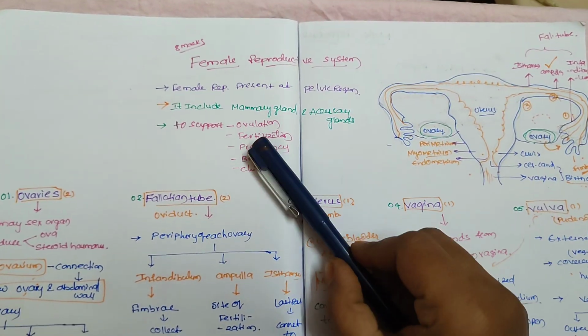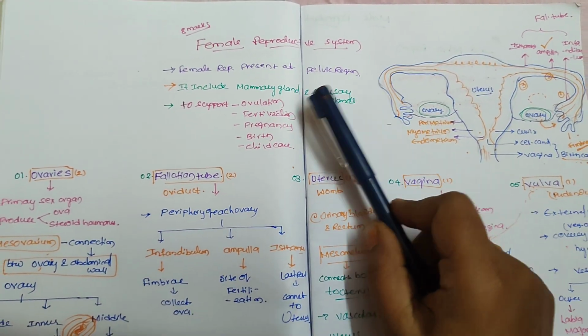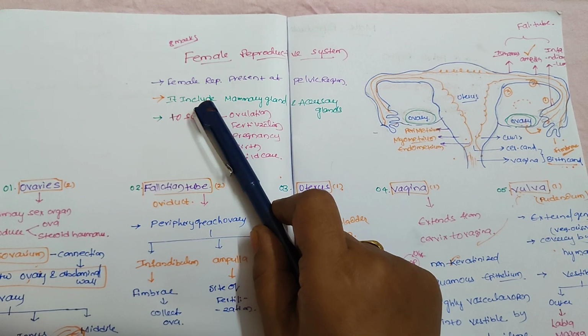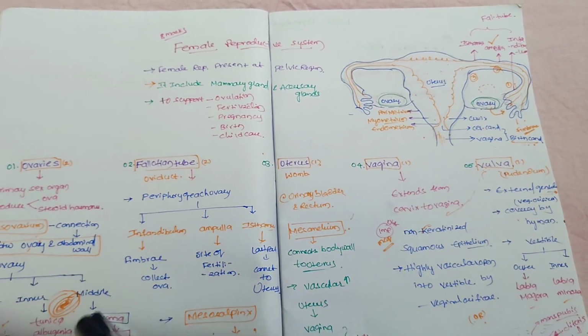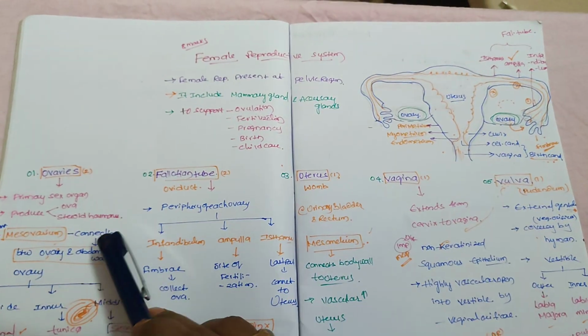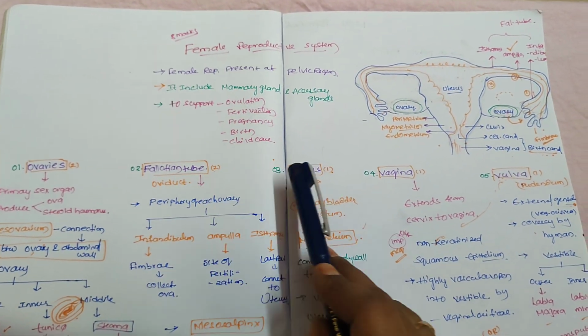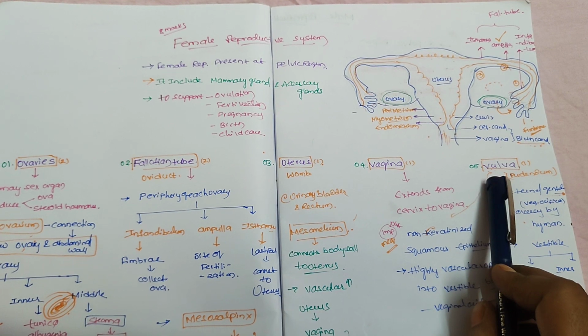Hello all, the topic is female reproductive system. So this is the long question, 8 marks question in the IPE. So here the female reproductive system has ovaries, fallopian tube, uterus, vagina and vulva parts.